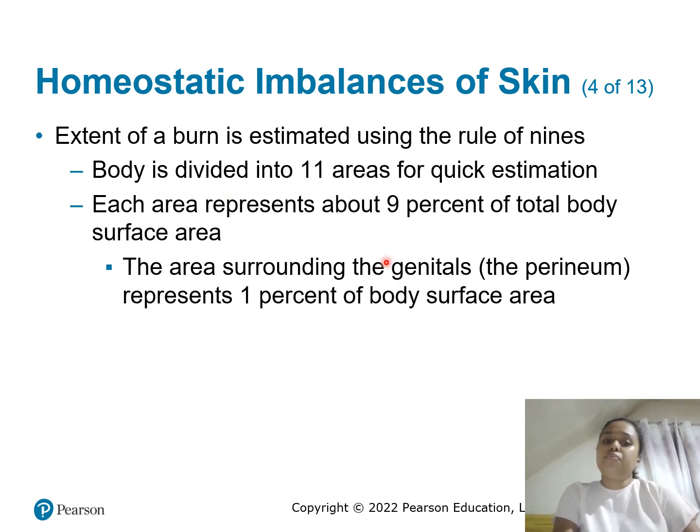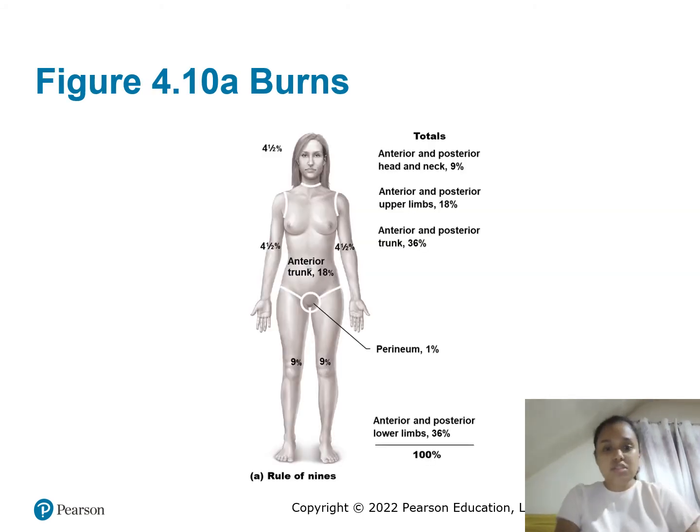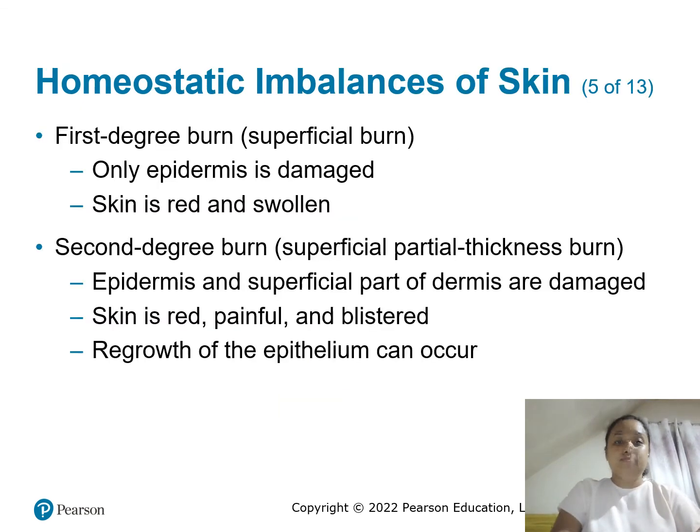So, in general, each area represents about 9% of total body surface area. Some parts are just 1%. Let's not get too deep into that. If you do pursue medicine, you will know more about the rule of nines. Okay, so this is just the gist of the rule of nines, but I'd like you to at least be familiar with it. It's just nice to know, so you have an application in real life with regards to burns.